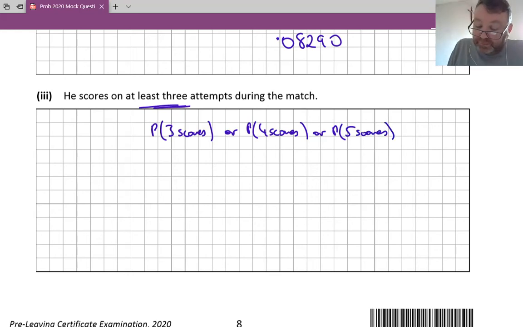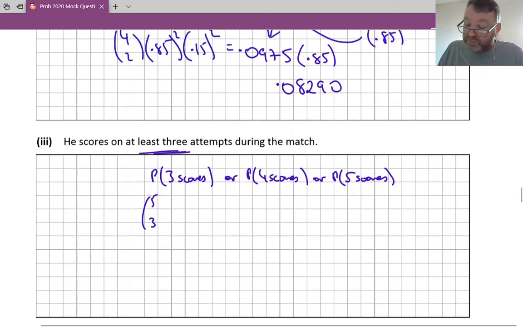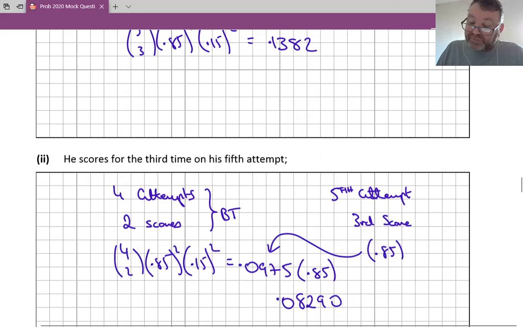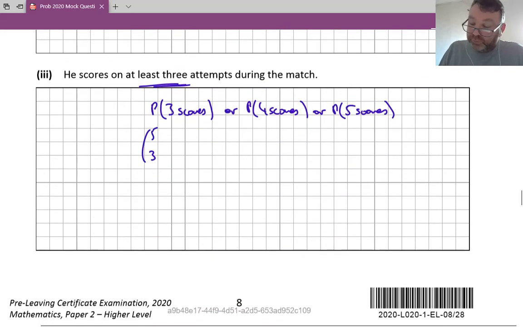And then this is going to be 3 attempts during a match. So this will be 5C3. And I think we've already done this, haven't we? Because that was the previous one, if I remember, back up here. He scores on exactly 3. Ah, so we already have that. 0.1382. So I don't need that. 0.1382. That's already done for me.